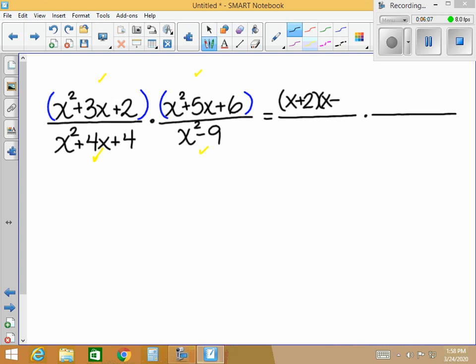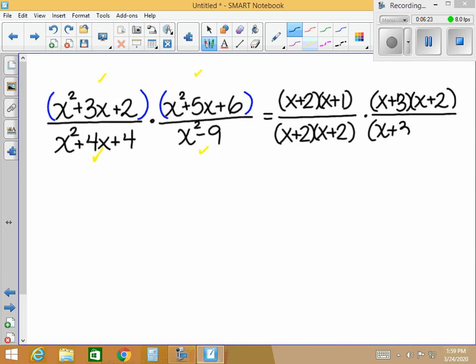Two numbers that multiply to be 2 and add to be 3 are 2 and 1. That multiply to be 4 and add to be 4 are 2 and 2. That multiply to be 6 and add to be 5 are 3 and 2. And for the difference of squares, to multiply to be negative 9 and add to be 0, if you want to say that, okay, positive 3 and negative 3.